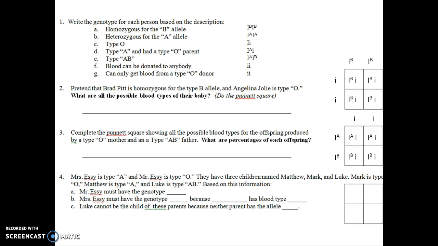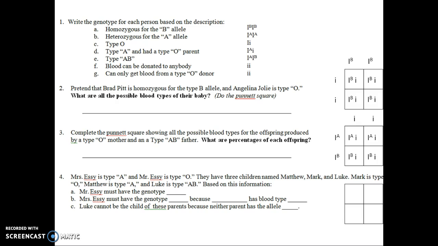The last Punnett square we're going to look at for this example is question number 4. We have Mrs. Essie, who is type A blood, and Mr. Essie, who is type O blood. They have 3 children named Matthew, Mark, and Luke. Mark is type O, Matthew is type A, and Luke is type AB. Please pause the video now and try to finish question 4 on your own. Once all students have completed question 4, you can start the video again and I'll give you the answers.